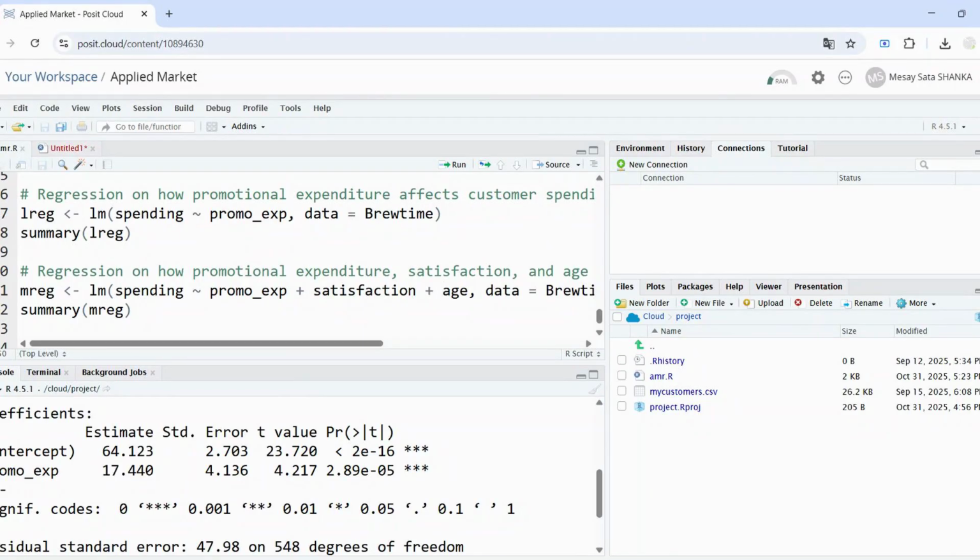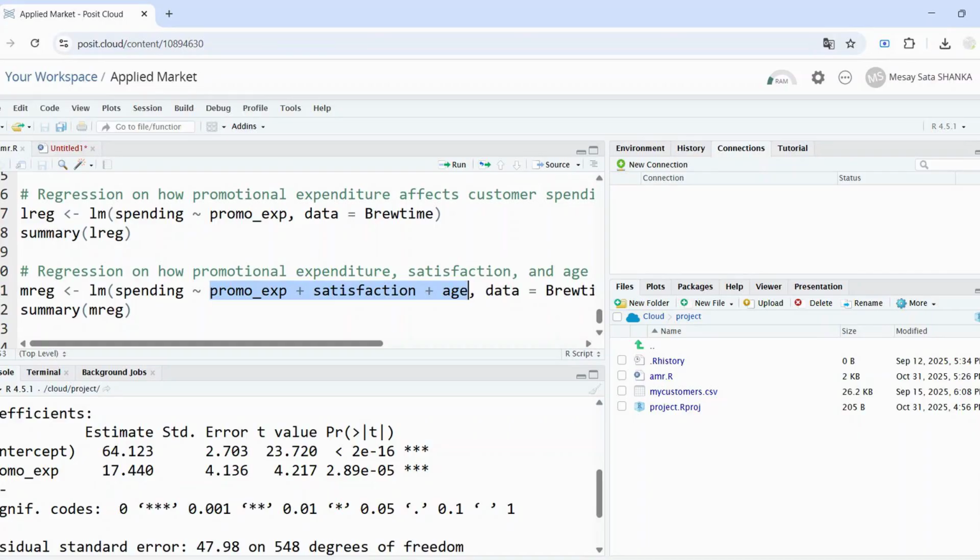Next, let's move to multiple regression. In simple regression, we examine how one independent variable, promotion exposure, affects customer spending. But in real life, customer spending can be influenced by several factors. So in this multiple regression analysis, we will see how promotional exposure, customer satisfaction, and age together influence spending.